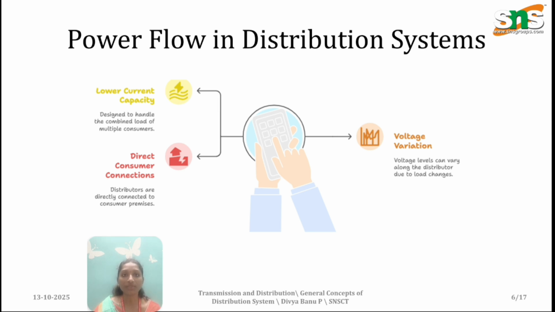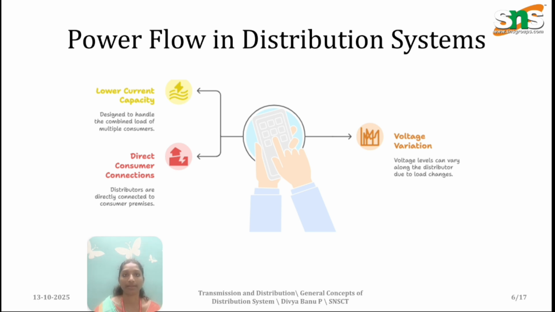Coming to the low current capacity, it is designed to handle the combined load of multiple consumers. For each consumer individually, we will not be able to transmit and distribute, so we have a bulk of customers in that particular area. So the low current capacity is designed to handle multiple consumers. This is another power flow in the distribution system.